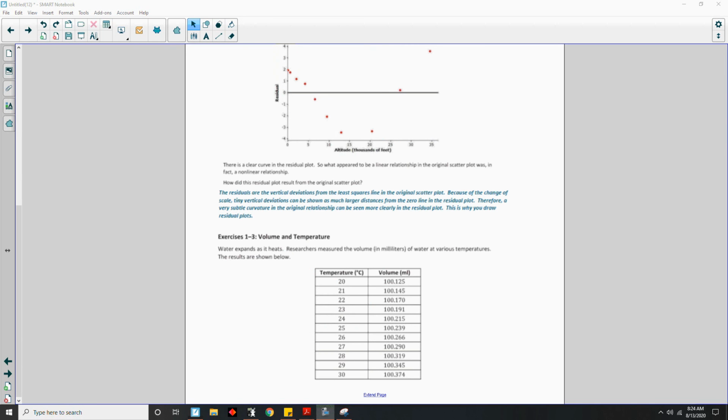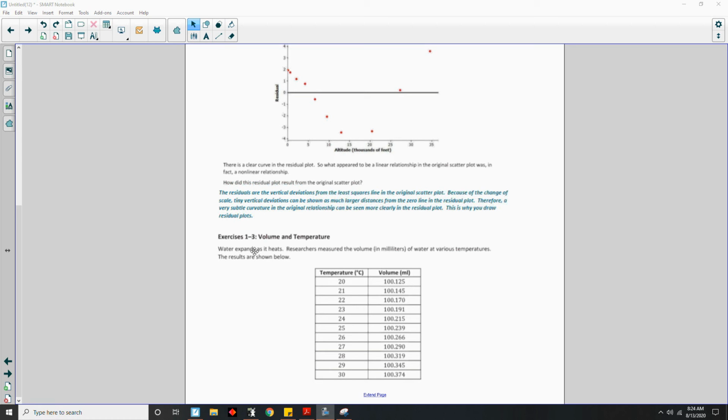Okay, so the residuals are the vertical deviations from the least squares line in the original scatter plot. Because of the change of scale, tiny vertical deviations can be shown as much larger distances from the zero line in the residual plot. Therefore, a very subtle curvature in the original relationship can be seen more clearly in the residual plot. This is why you draw residual plots.